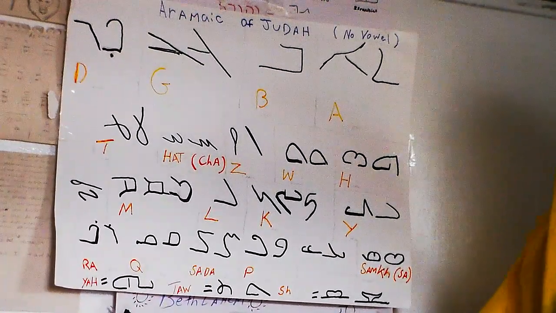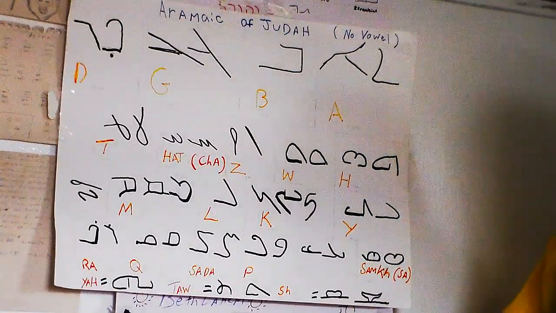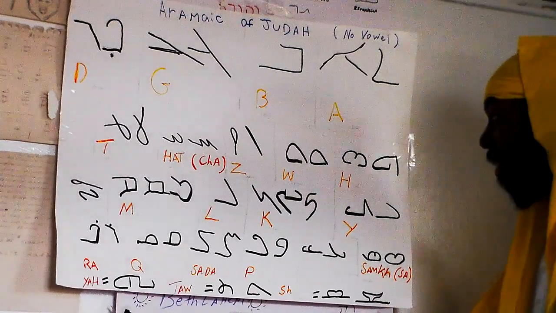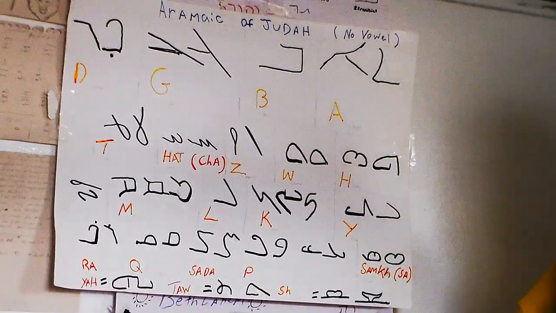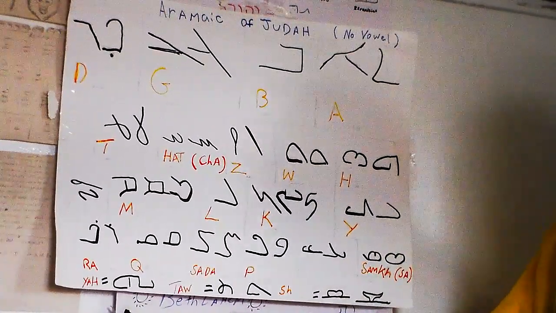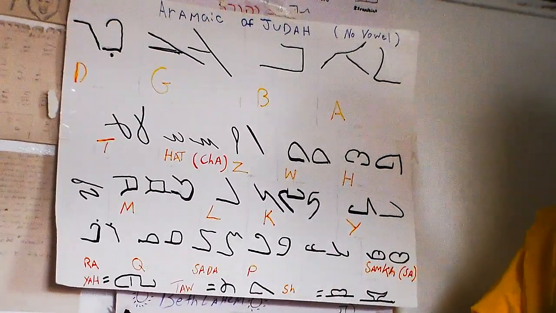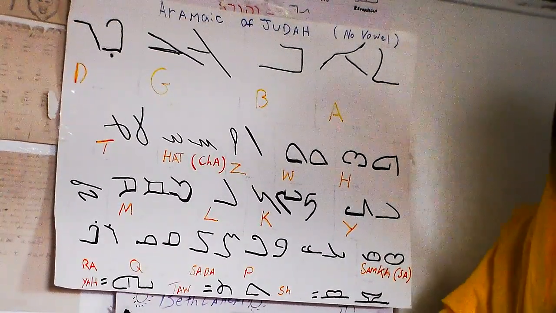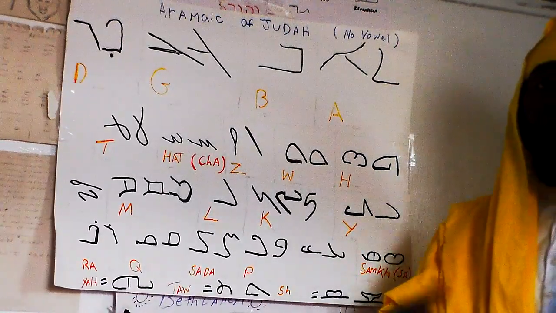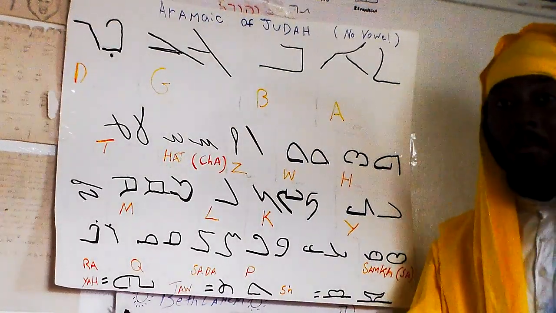You will see this writing from Assyria. Yes, you can say it's in Babylon. The Palestinians say they speak this language, but they speak it with vowels. Like when they say welcome, they say Barashina. It's supposed to be Barashana. But they say Barashina. Barashina means welcome.